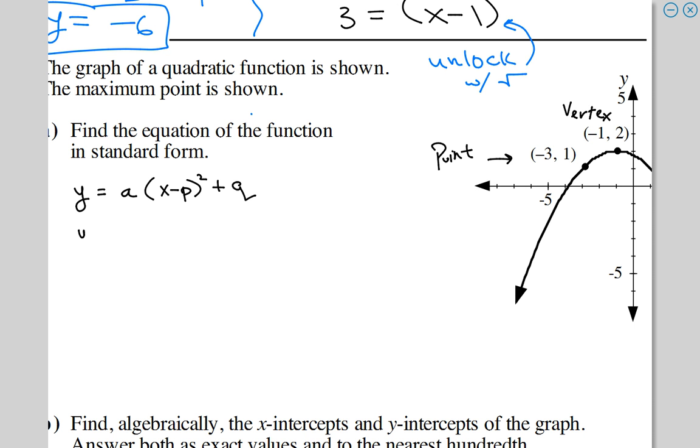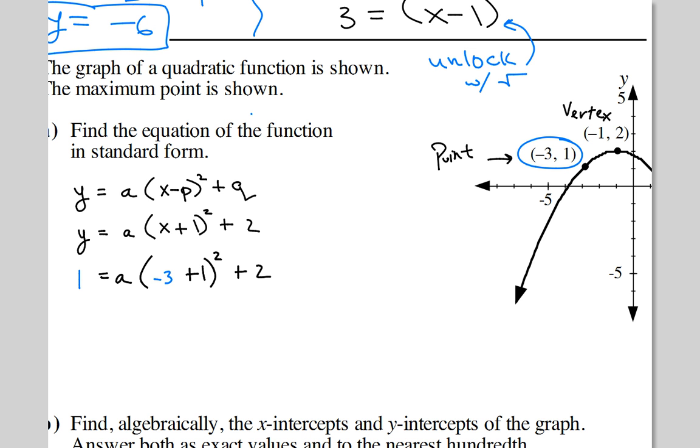And because we're smart people, we're going to go straight to plus 1 and plus 2. We know that if it's 1 left, the equation says plus 1. And if it's 2 up, then it's plus 2. And now we need to solve for the a value, so we're going to sub in our point. We're going to sub this in. So y is 1 and x is -3.